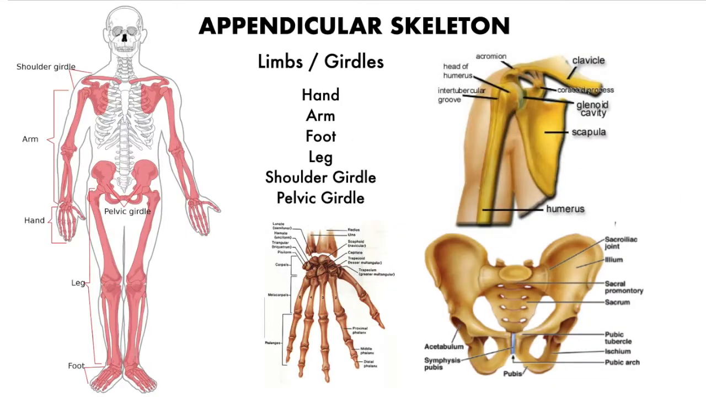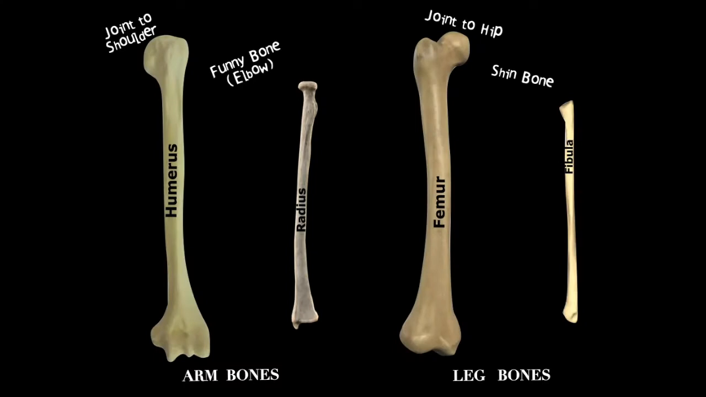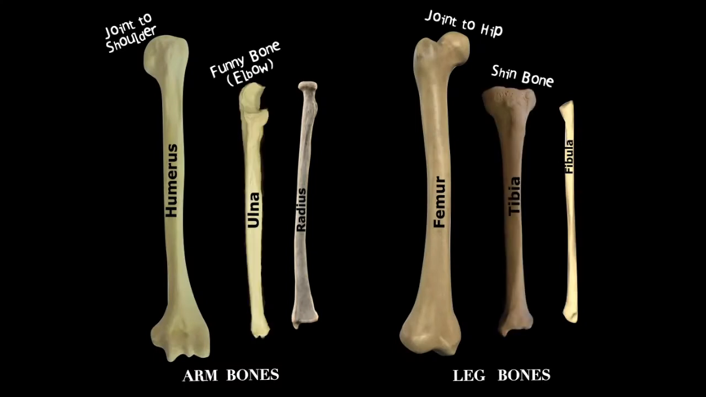Then with the appendicular skeleton, we have the limbs and girdles. That's going to be primarily the hand, arm, foot, legs. So these appendages come off of the shoulder and pelvic girdles. We're going to learn about the specific bones in the future. So this is just a little preview for you, maybe a good little bonus, but we're going to learn about this in a future lecture.